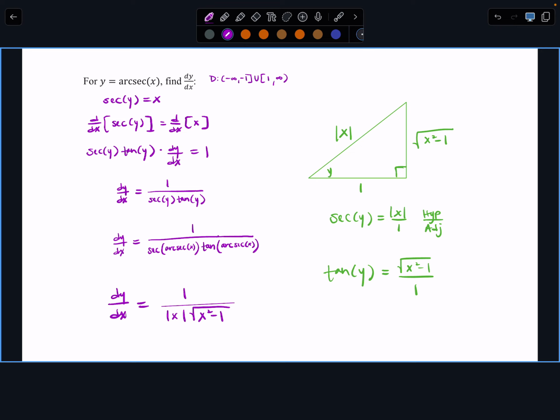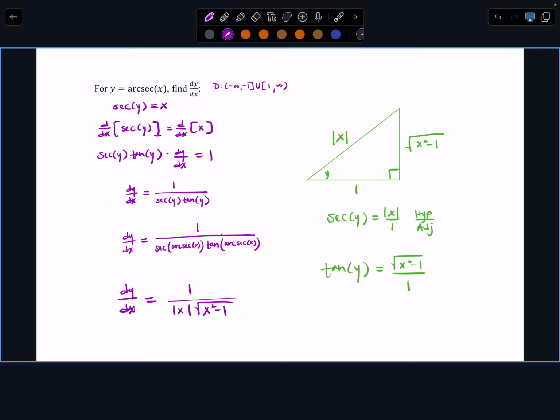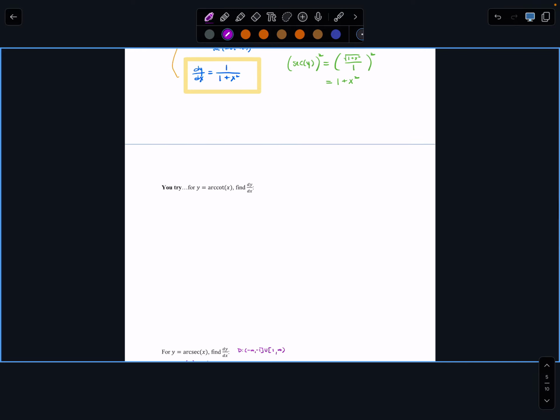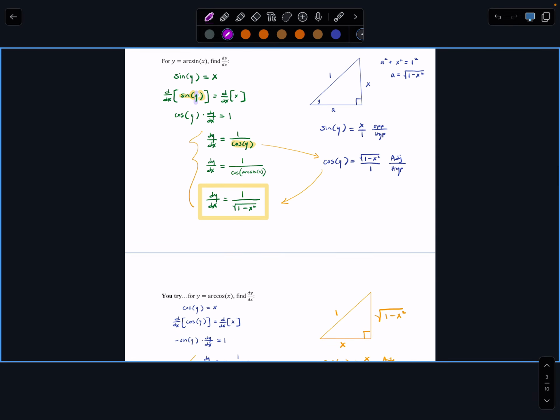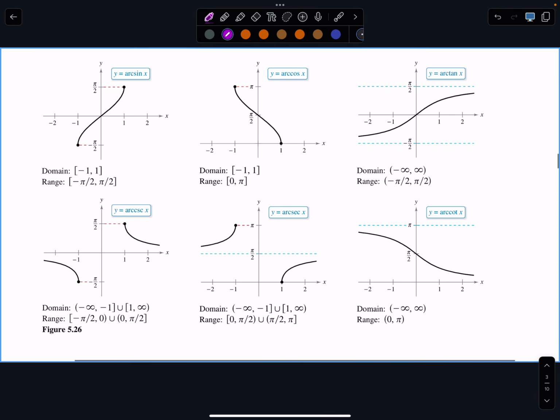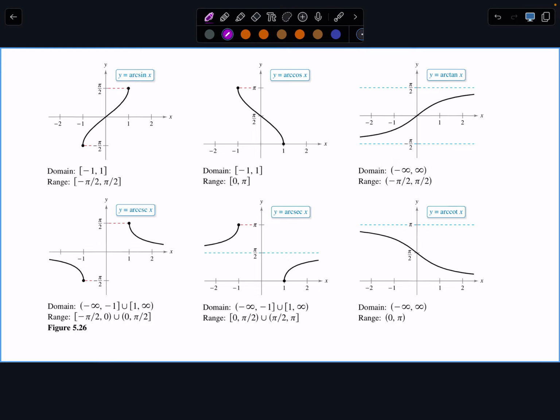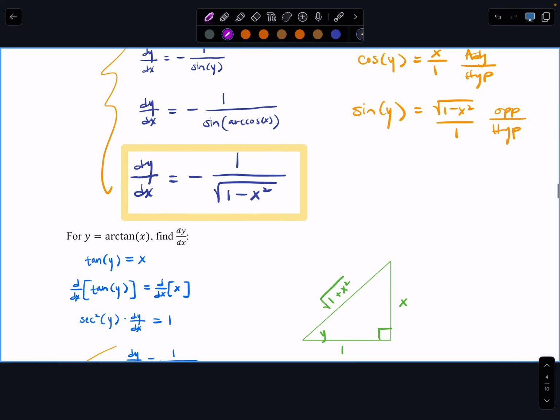Remember though, this is an inverse function. It's a continuous inverse function. Do you remember what I said about continuous inverse functions? Can they be both increasing and decreasing? No, they can't. They're monotonic. If we look at the graph of arc secant, notice that arc secant is increasing everywhere. Therefore, dy over dx should be positive over its entire domain. Yeah, so we need those absolute value bars there.